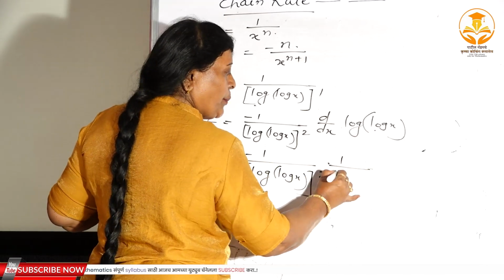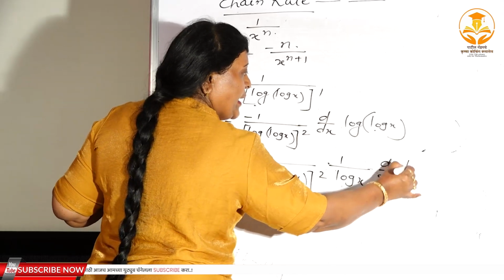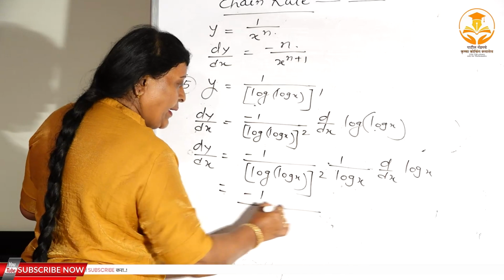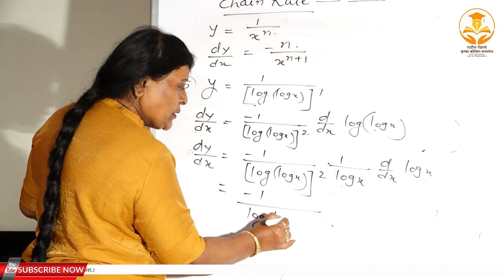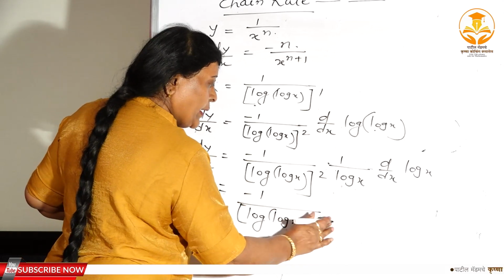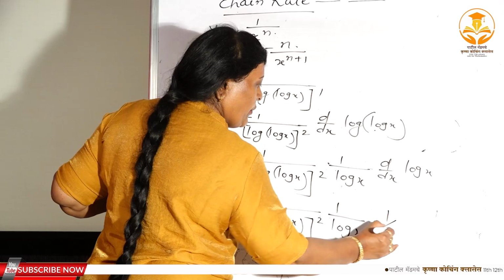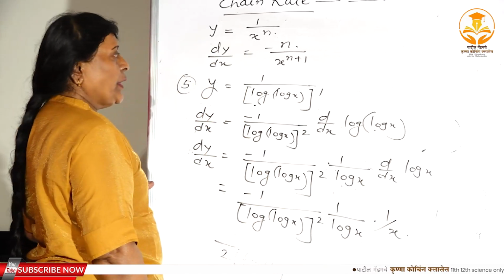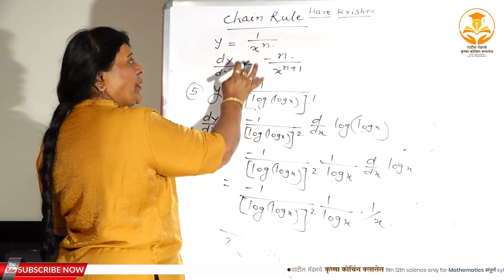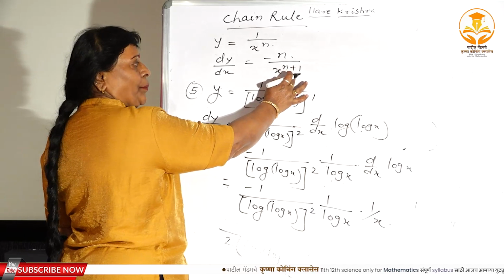The derivative of log u is 1 by u, 1 upon log x, and again you have to consider d dx of log x. Right? Now minus 1 divided by log of log x whole square. Here again 1 upon log x, and what is the derivative of log x? 1 by x. Right? So this is about the third formula, that is 1 upon x to the power n. What is the derivative? Minus n divided by x to the power n plus 1.